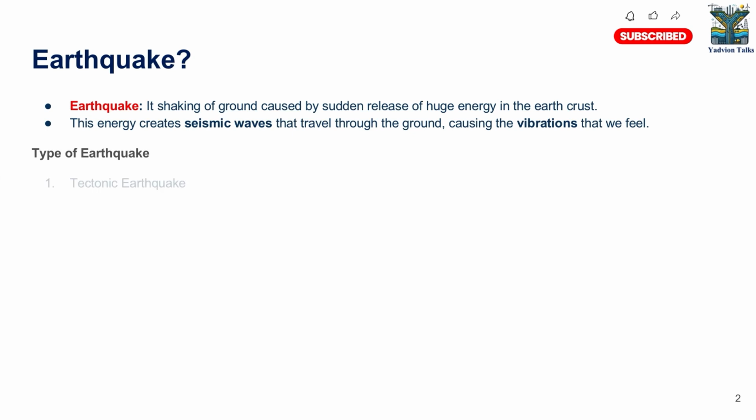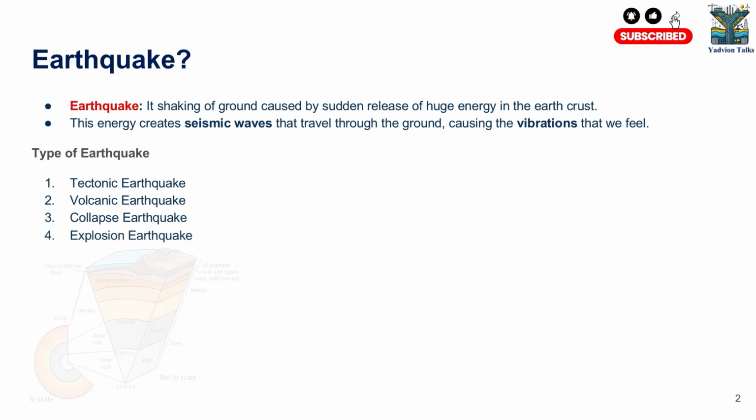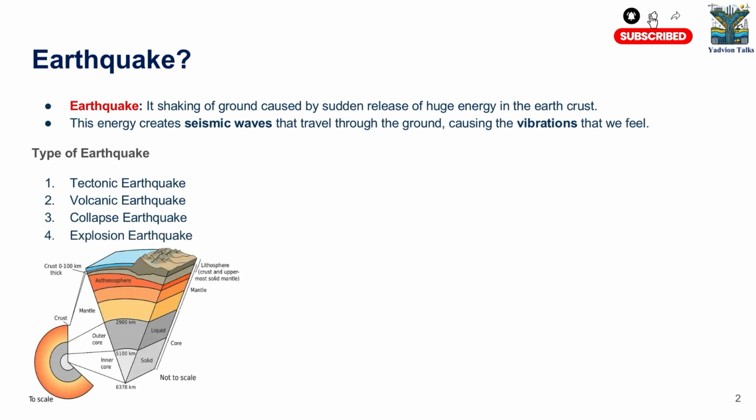Types of earthquake. There are four types of earthquake: tectonic earthquake, volcanic earthquake, collapse earthquake, and explosion earthquake. So this is a small overview of the earth section.